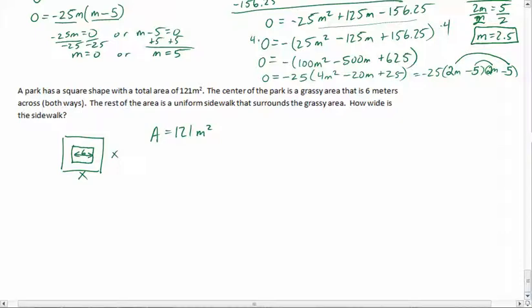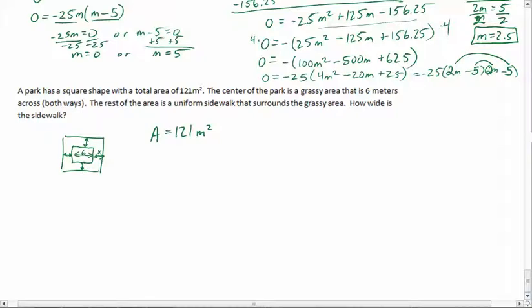Okay. Well, we've done things like this before, right? Really, we've got the outside and the inside. We know that we want the total to be 121 for the area. Since it's actually asking for how wide is the sidewalk, I'm going to change my x's, and I'm going to make x be the width of the sidewalk, which is there and also here.